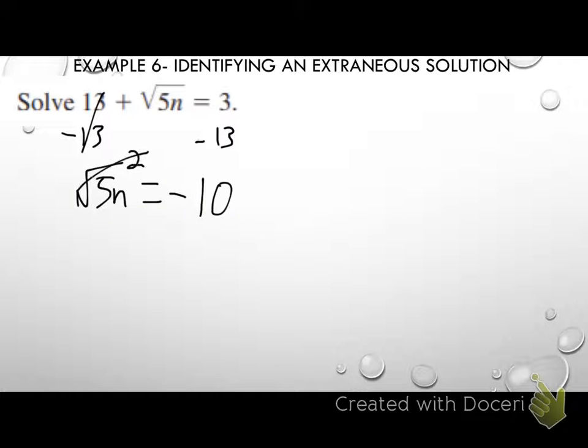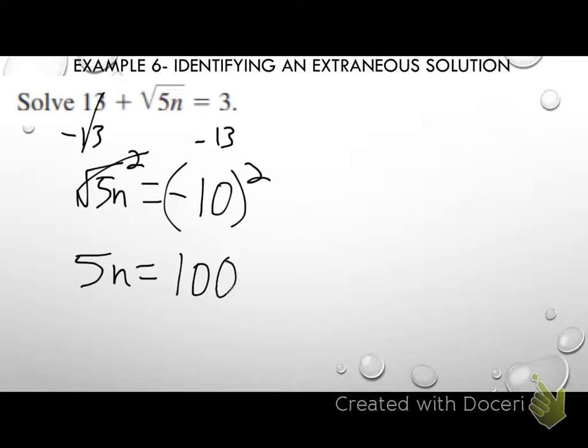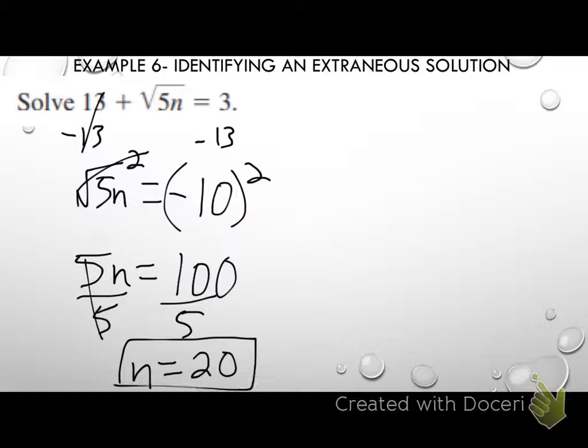So how can I get rid of the radical now that it's by itself? Square that as well as the other side. What's negative 10 squared? Negative 10 times negative 10. 100. And how do I get n by itself? Divide both sides by 5. N equals? 20. And so it's looking like n equals 20 is my one and only solution.